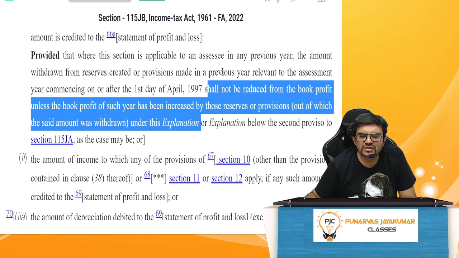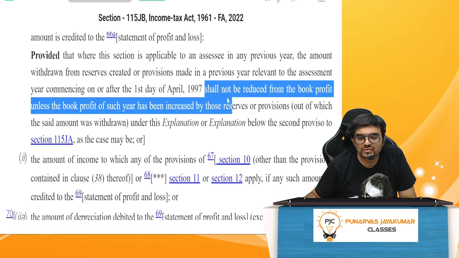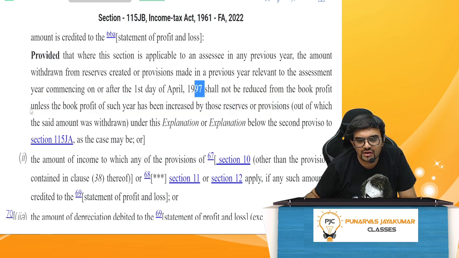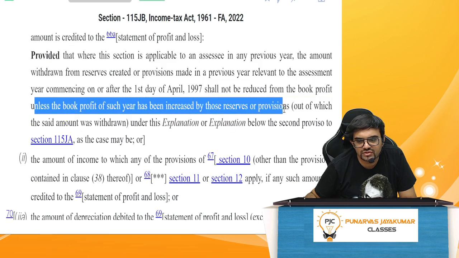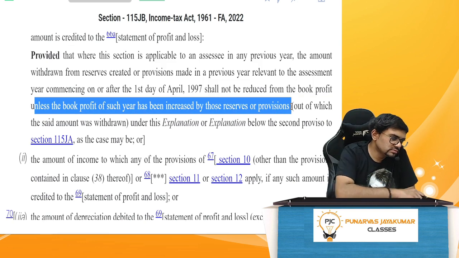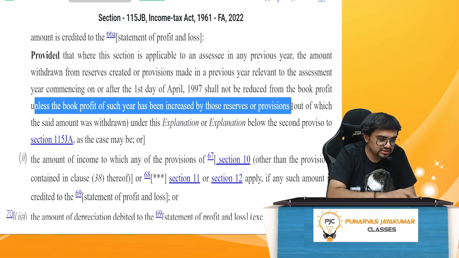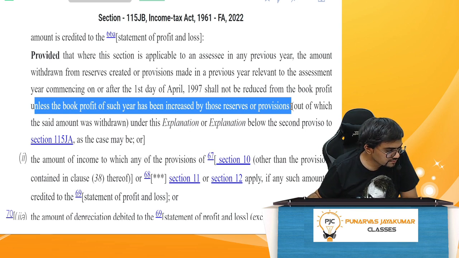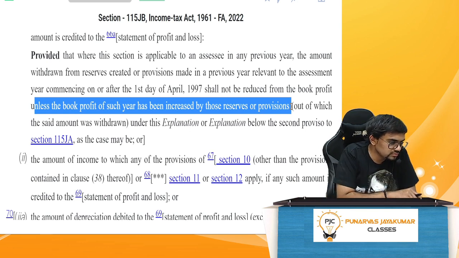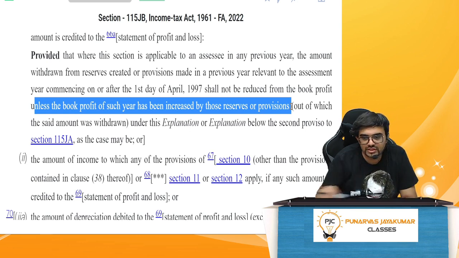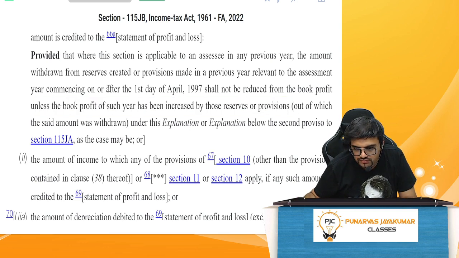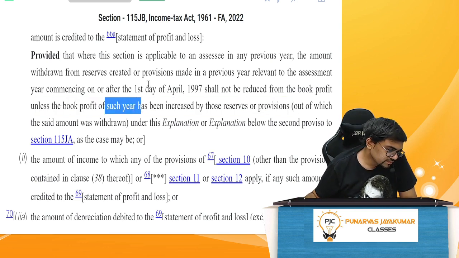Where this section is applicable to an asset in any previous year, the amount withdrawn from those reserves created or provisions made shall not be reduced from book profit unless the book profit of such year has been increased by those reserves. Which year? Such year means which year? The year in which the reserve or provision was made.